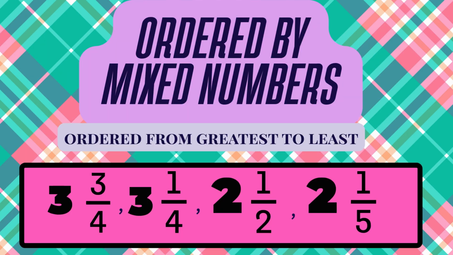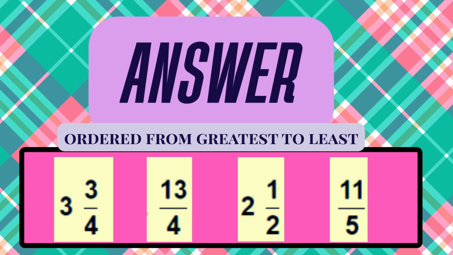Putting all four numbers in descending order, you get 3 3/4, then 3 1/4, then 2 1/2, and finally 2 1/5. However, there's one more crucial step you need to remember. The question originally gave you some numbers as improper fractions, so you need to return those numbers to their original form in your final answer.